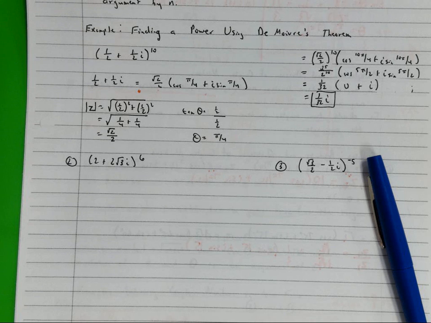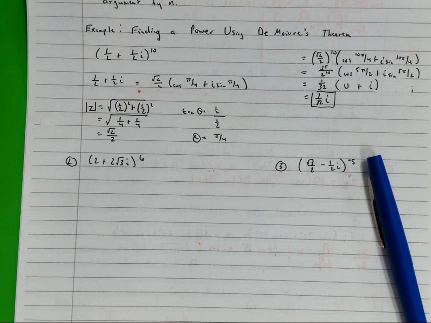The modulus is the square root of a squared plus b squared. 1/2 squared plus 1/2 squared gives me 1/4 plus 1/4, which is 2 over 4, which is the square root of 2 over 2. So that goes in front.